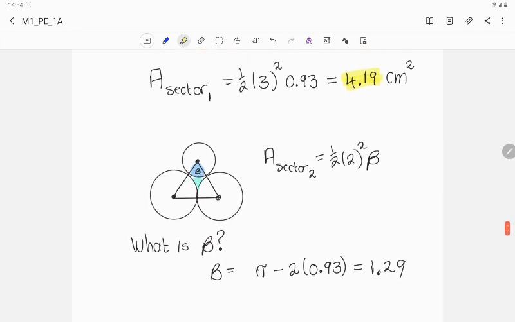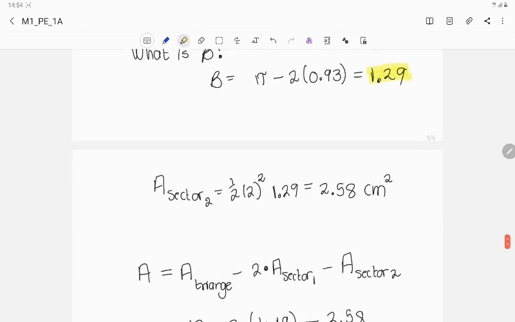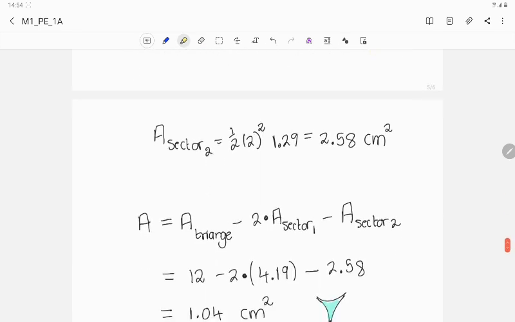All that remains now is the sector of the smaller circle. So I need to know what beta is. So what's beta? Well, we know that the angles of a triangle add up to 180, but in this case, since we're working with radians, 180's radian equivalent is pi. So it's pi minus 2 times the alphas, which leaves us with 1.29. So the blue area, half r squared theta, lands us at 2.58.